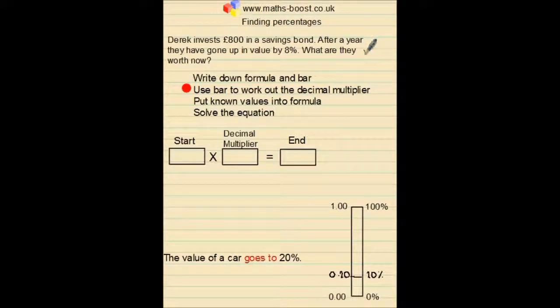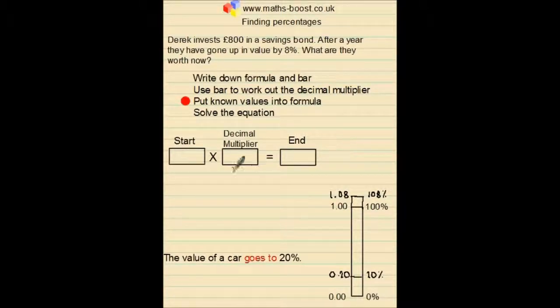But in this question, we can see that Derek invests £800 in a savings bond, and after a year they have gone up in value by 8%. So we start always at 100%, we go up by 8%. So we'll get to here, 108%. And we can see here then that the decimal multiplier will be 1.08.